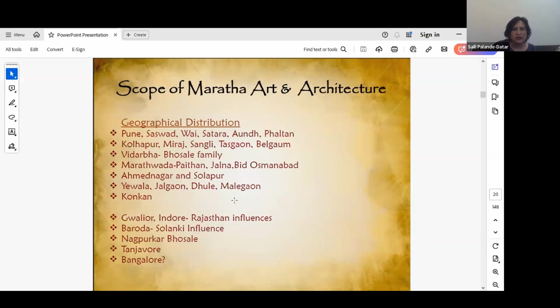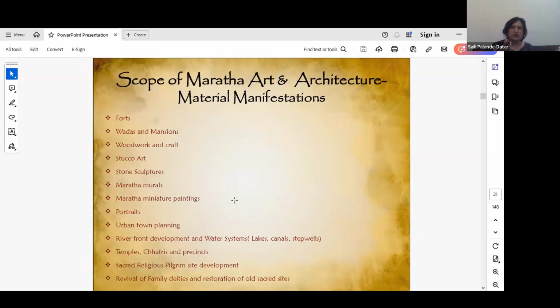I will further go to the scope. What sort of material expression do we see? Now, here I would get down to the actual forms that we see, which I have divided into different types. So, forts is a very common form that you see, which actually starts at the very beginning around the 16th, 17th century onwards, and which is more talked about. Actually, one would require an entire different lecture to talk about the military art and architecture seen during Maratha times, whether it is done by Shivaji or, in later times, the Peshwas and so on.